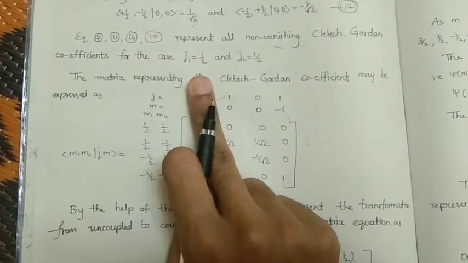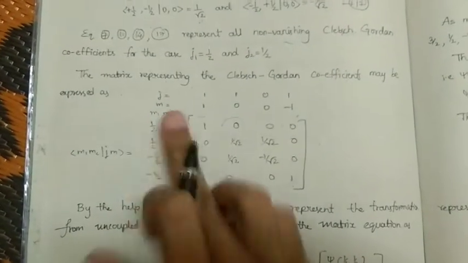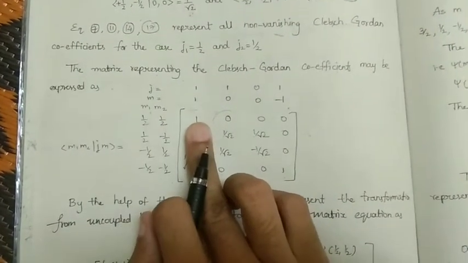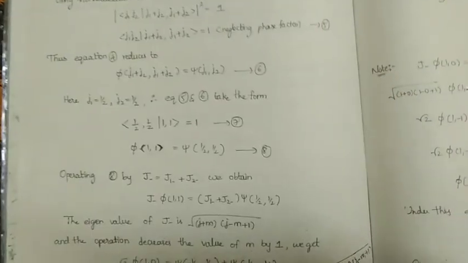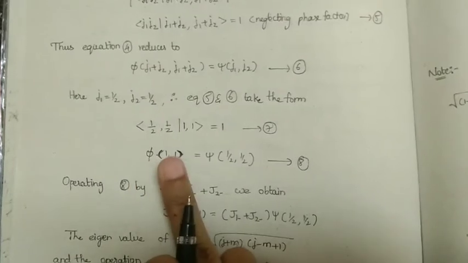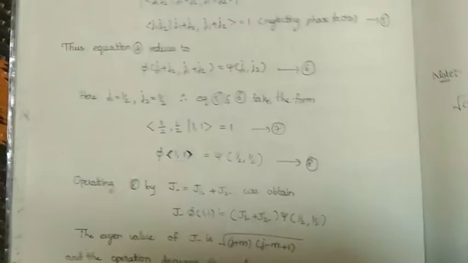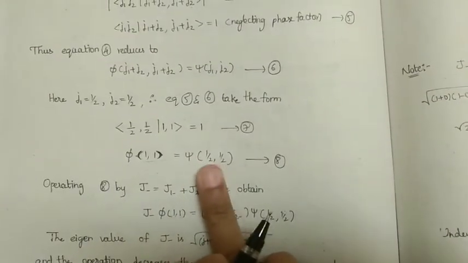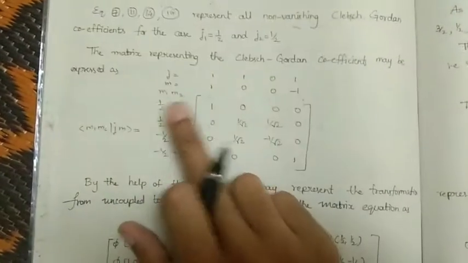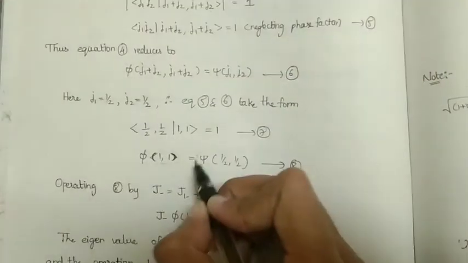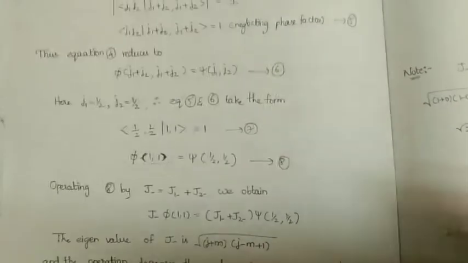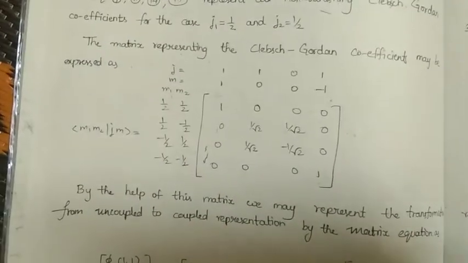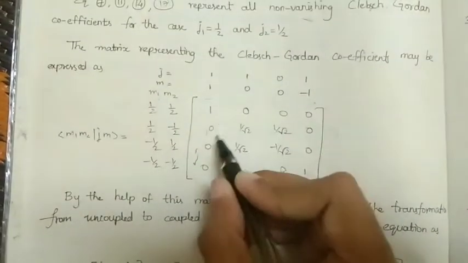So in matrix form, how to represent this: when j comma m equals 1 comma 1, the Clebsch Gordan coefficient for m1 comma m2 equal to half comma half is 1. That is from this equation, phi of j comma m values 1 comma 1, and psi of m1 comma m2 values half comma half. So here the coefficient is 1. The remaining coefficients are all 0, as they are not indicated in this equation, because a plus 0 plus 0 plus 0 is nothing but a.